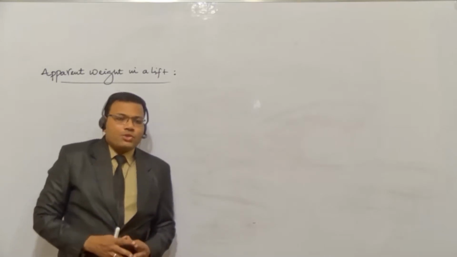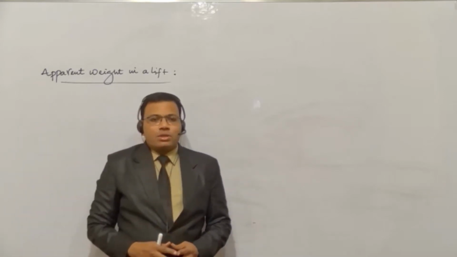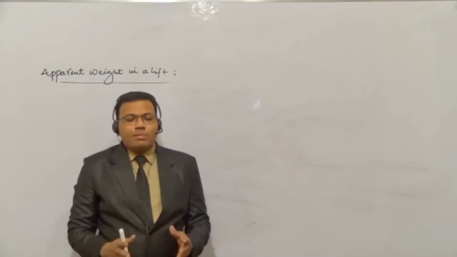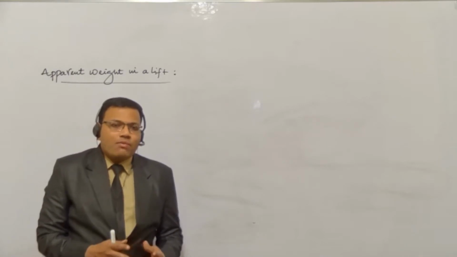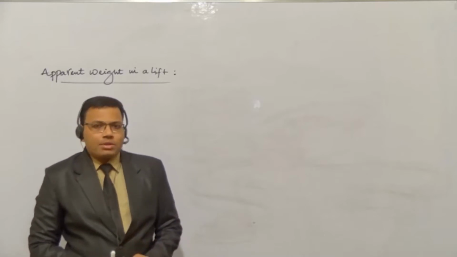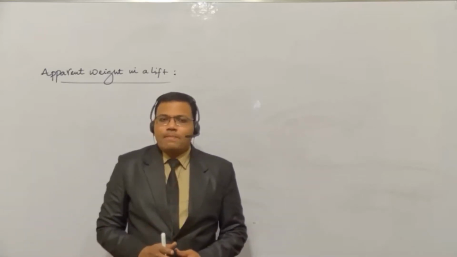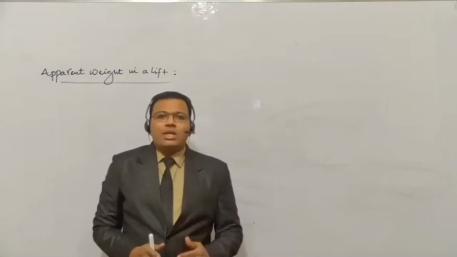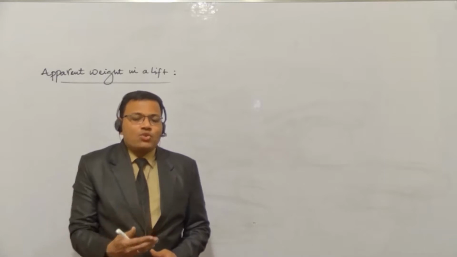Now, before starting this topic, what do you mean by an apparent weight? We have true weight, that is the actual weight. True weight means the actual weight, and apparent weight means observable weight. Observable, what we observe, that is apparent, and what is actual, that is real. Try to understand: apparent weight is the observable weight, what we observe. But the true weight is the actual weight.